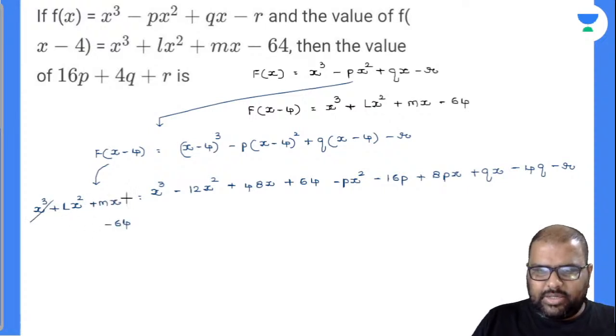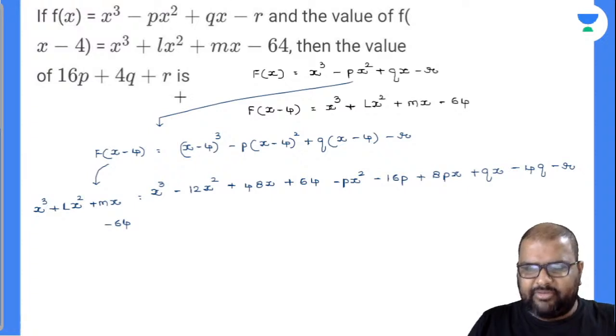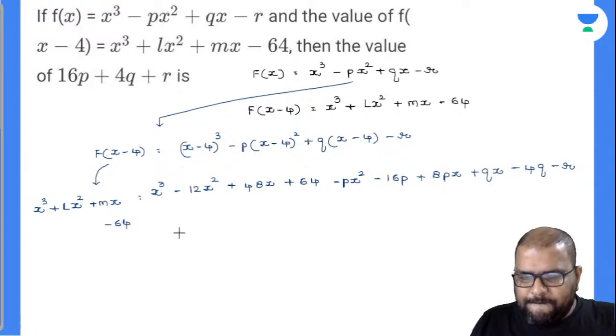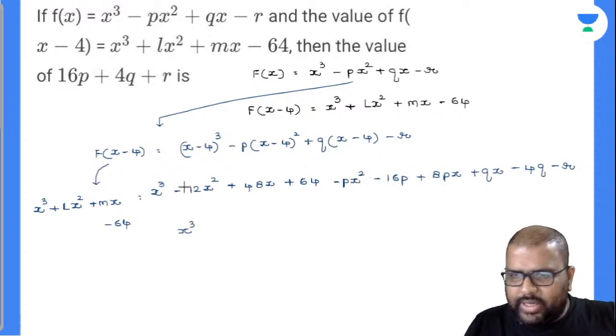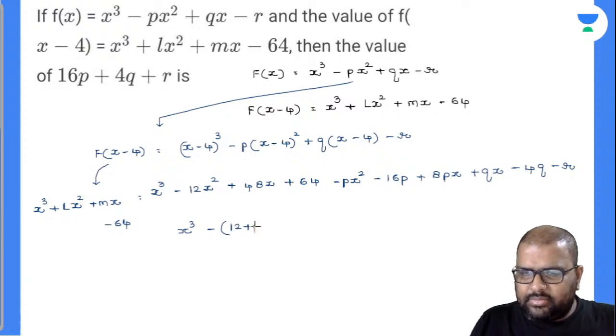Whatsoever, I can cancel this down. Okay, so what I will do is I'll write down this equation first of all in a compact format, then I'll come back. This is x cube. Are there any x squares left over? There are two x squares. So can I write this as minus 12 minus p x square?